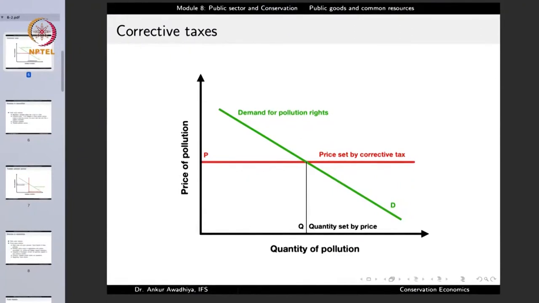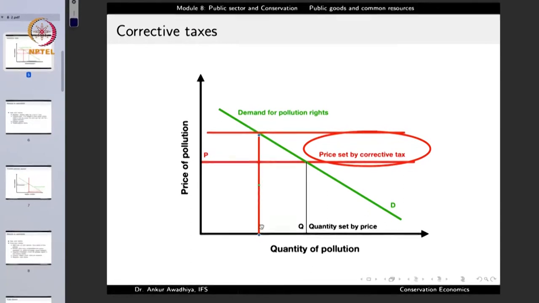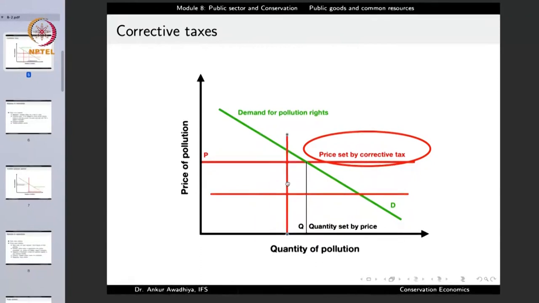Now, in this case, what the government is doing is that the government is setting up a price through this corrective tax. Now, if this price is increased or decreased, that is what we are saying, is that if the price is set at this point, this would be the quantity of pollution that will be demanded. If the price is kept very low, then the quantity demanded will be very high. So this will be the quantity that is demanded.